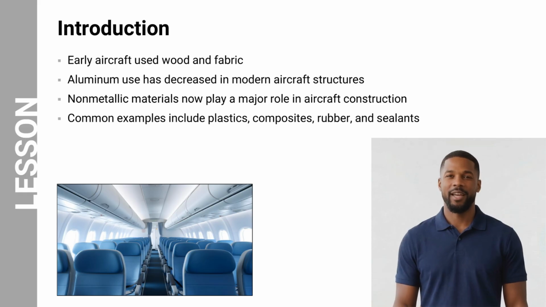To begin, let us understand how aircraft materials have evolved over time. Early aircraft were primarily constructed using wood and fabric because these materials were lightweight and easy to work with. As technology advanced, aluminum became the dominant material due to its strength and durability. However, in modern aircraft, the use of aluminum has significantly decreased, and non-metallic materials now play a major role. These include plastics, composites, rubber, and sealants, which offer advantages such as reduced weight, corrosion resistance, and improved performance. The cabin image shown here represents how many interior components today are made using non-metallic materials.